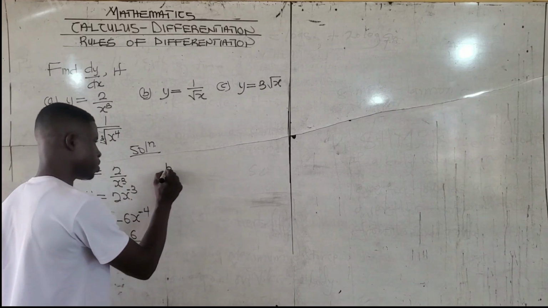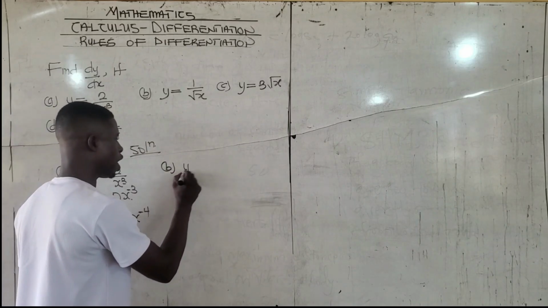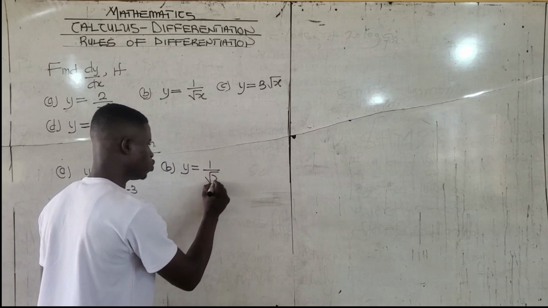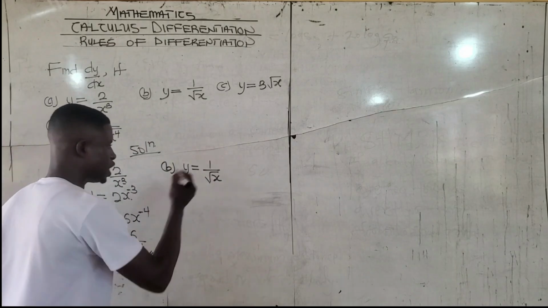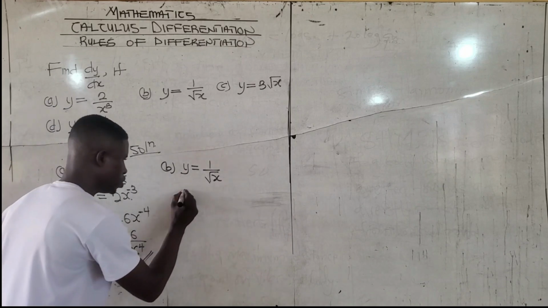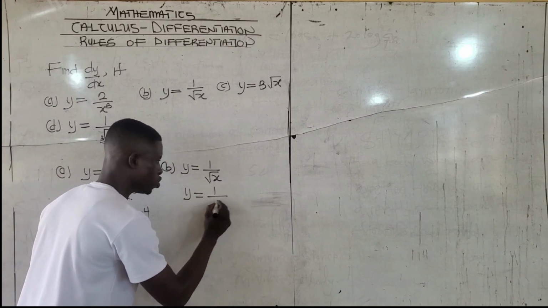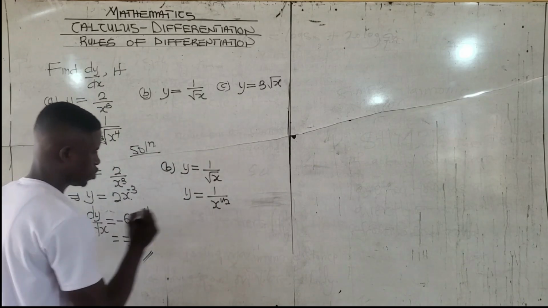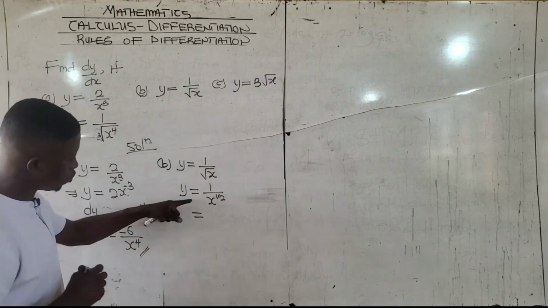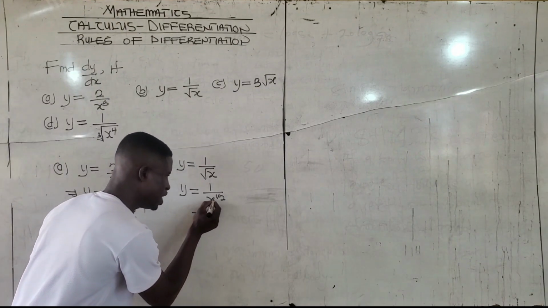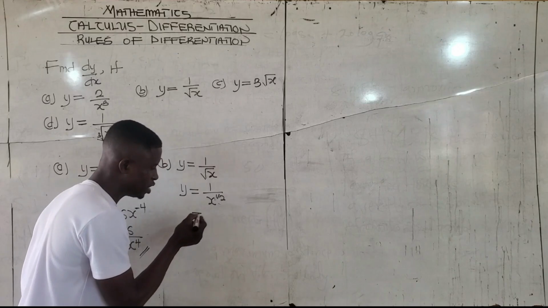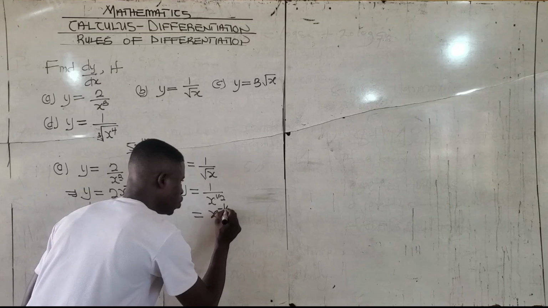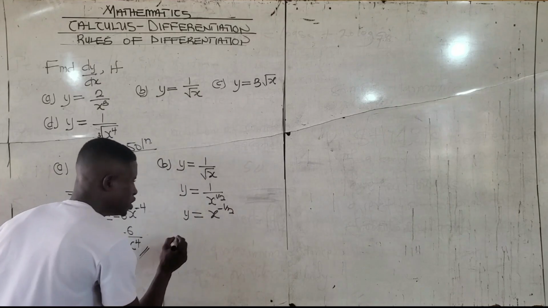So anytime an expression with a negative number is sent down as a denominator, the negative disappears. Let's see B. B, we are having y equals 1 on root of x. So this expression here, 1 on root x, is the same as x to the power 1 on 2, which is the same as, I'm sending the x up as a numerator. In this case, the 1 on 2 will be negated. So we are going to have x to the power negative 1 on 2. I can now find my dy over dx.